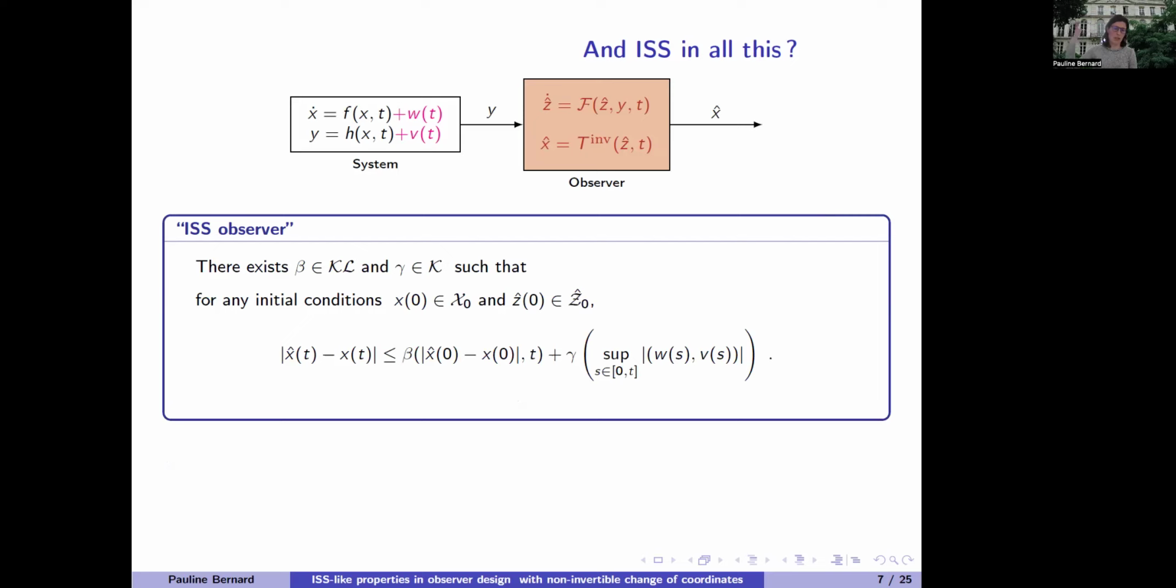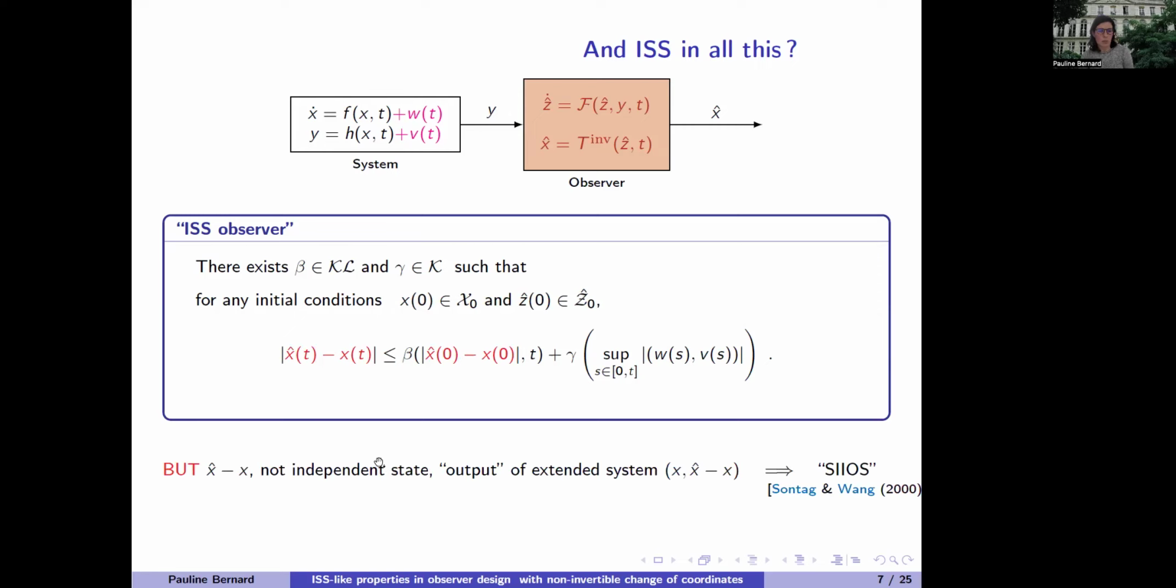And initially, what people would generally write is this kind of property, which is that you have some KL and K functions such that for initial conditions that are in some sets, and this is quite important, I will come back to this, you have the estimation error, which is something that is asymptotically stable plus some kind of bound related to the disturbances. But the question is: is this the right ISS definition, and can we really call this ISS?